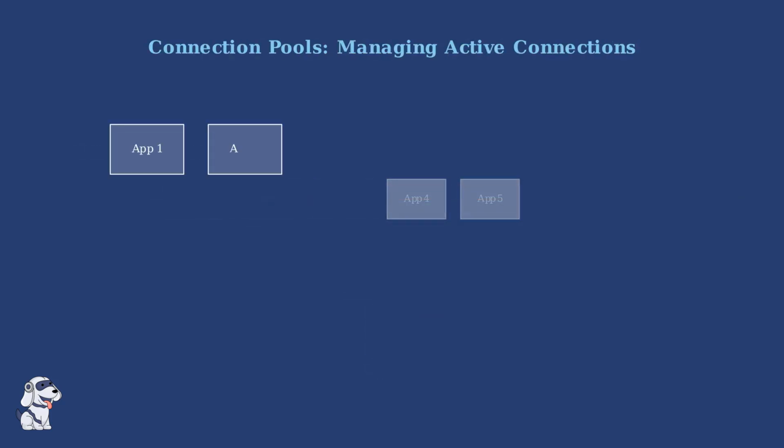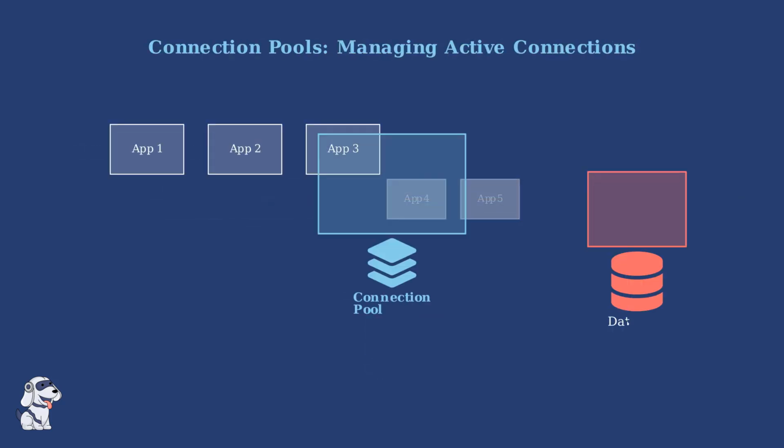Connection pools work differently. Instead of limiting instances, they manage the actual database connections. Applications connect to the pool, which maintains a controlled number of connections to the database. Here we see 3 applications connecting to the pool, but the pool only maintains 2 active database connections. This prevents the database from being overwhelmed, even if we have many application instances running.